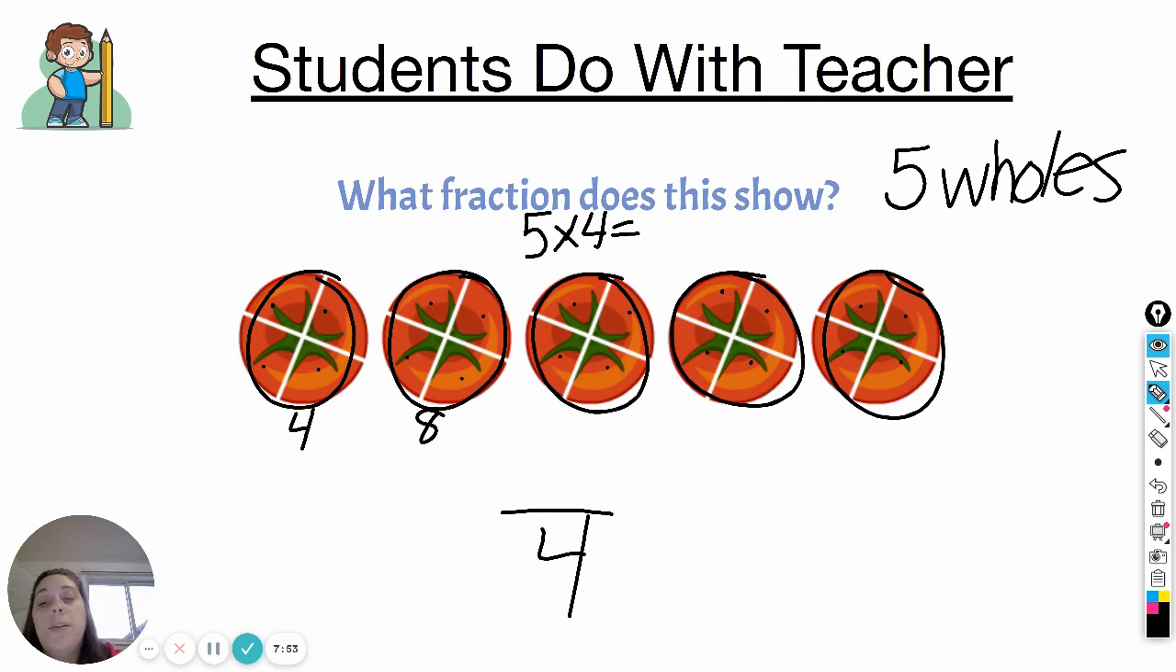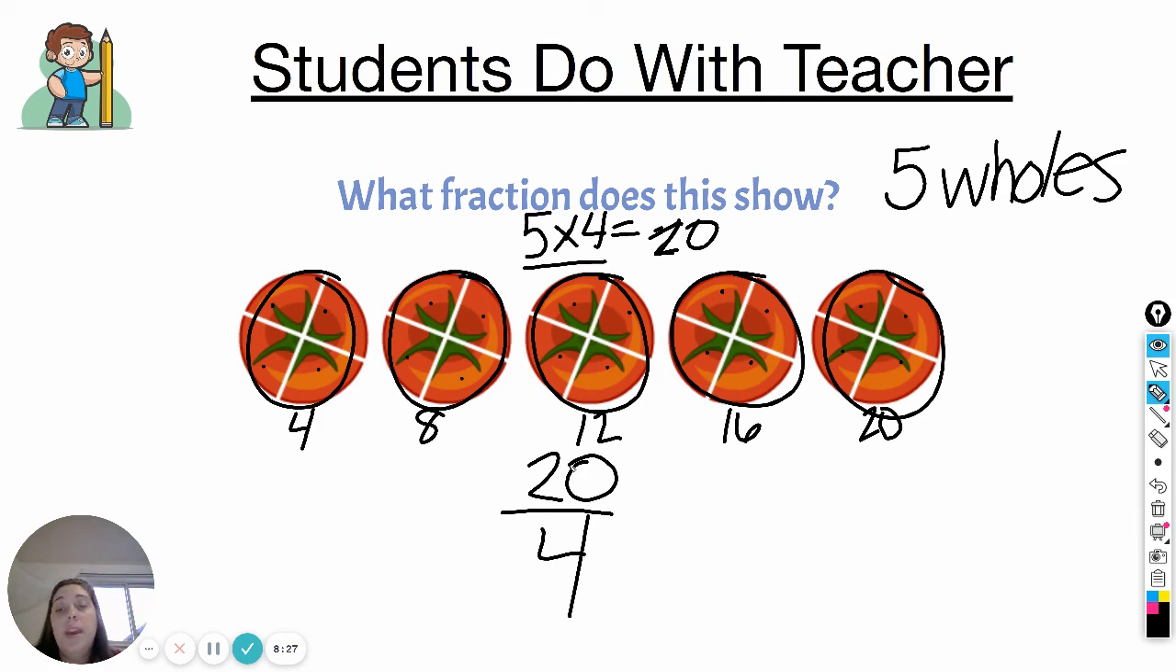Okay, so if you skip counted by 4s, 4, 8, 12, 16, 20. Or you might have just done 5 times 4 because you like counting by 5s. Okay, 5, 10, 15, 20. Either way, we get the same thing because we know that's how multiplication works. We can flip the numbers and still get the same answer. So if we count all of these pieces, if we wanted to, we could count them one at a time. There would be 20 tomato slices. Each of the tomatoes are broken into fourths. So we have 20 fourths.